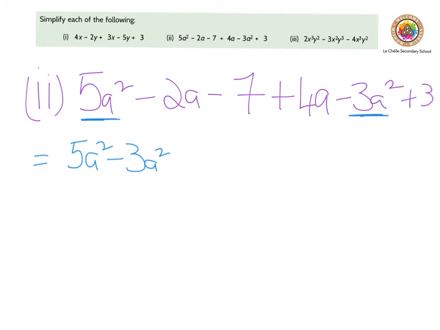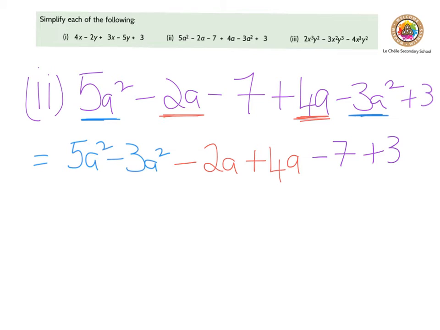The next ones that I'm going to look at, here I have a's and here I just have a's. Very important to note, I couldn't have put those a's with those a squared. Why? Because the power was different. But here I can write down my minus 2a plus 4a. And then lastly, I have just my numbers on their own, the two things left without anything underlined. So minus 7 plus 3.